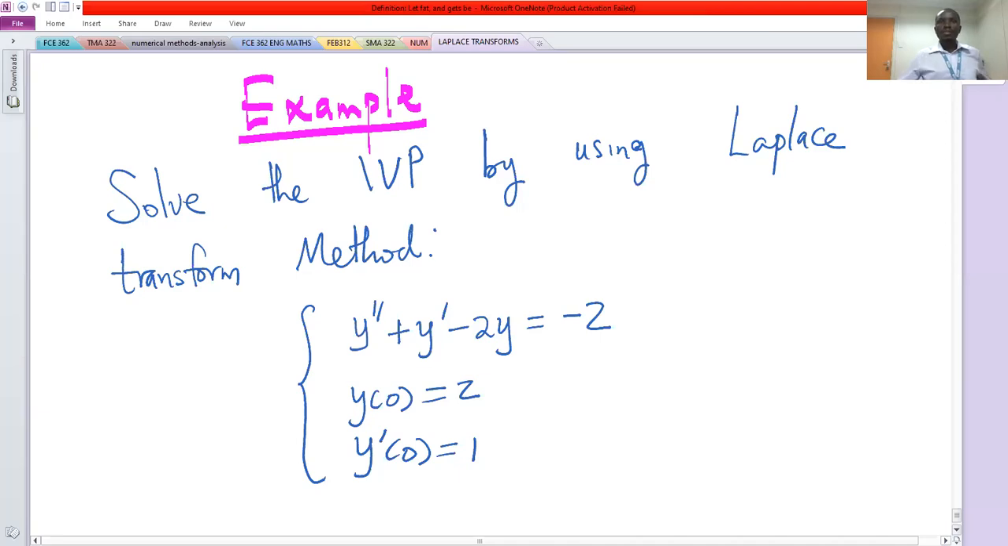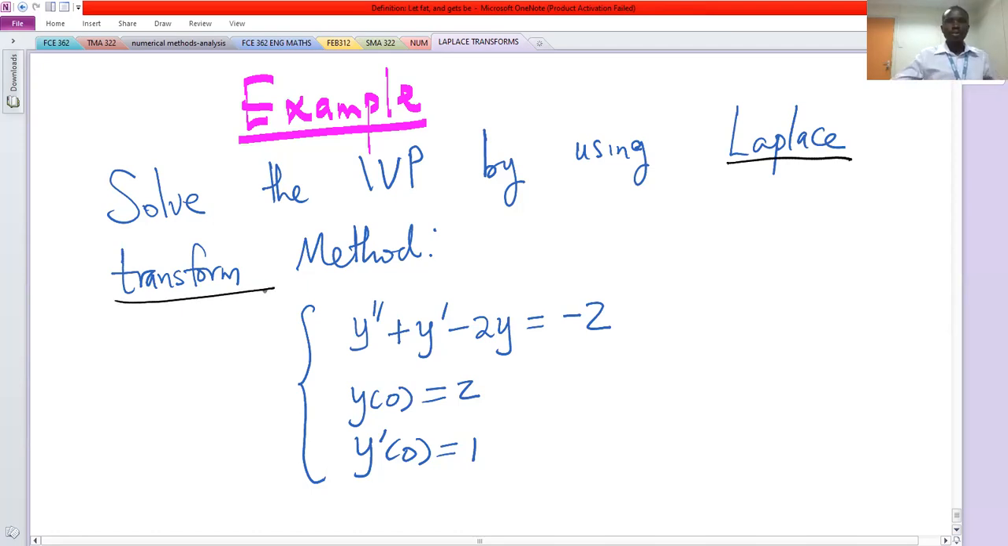Welcome. We are going to see another example on how to solve a differential equation using the method of Laplace transforms. So let's read the question. The question says, solve the initial value problem given by the method of Laplace transform.